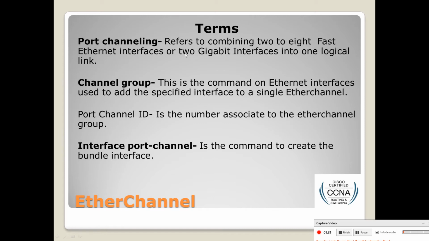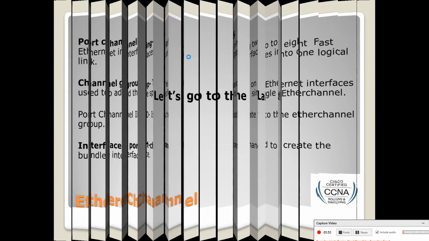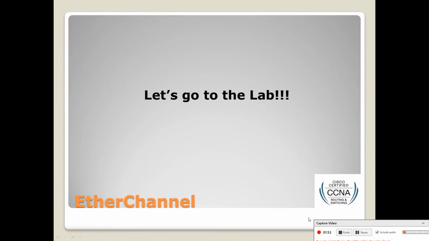interfaces in the bundle. The channel-group command, used on the Ethernet interfaces, adds the specified interface to a single EtherChannel. The port channel ID is the number associated with the EtherChannel group, and interface port-channel is the command to create the bundle interface. So let's go to the lab.